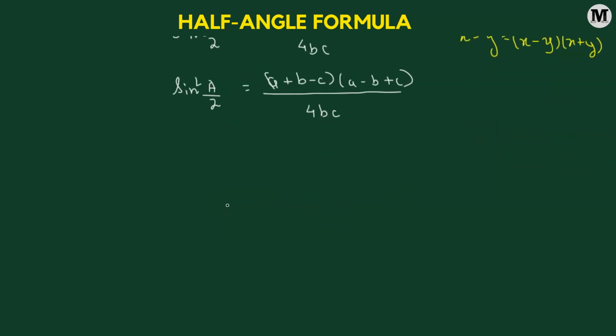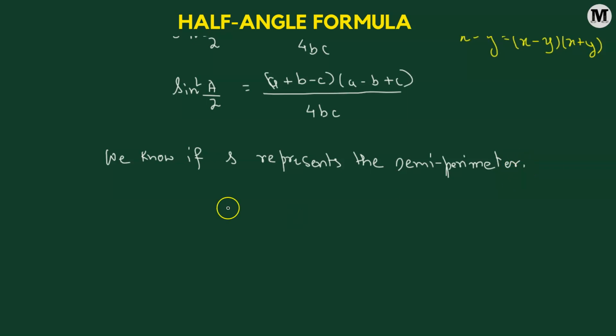Okay, now we have a formula for the semi-perimeter of a triangle. So we know that if S represents the semi-perimeter of a given triangle ABC, that means S is going to be equivalent to a plus b plus c, whole divided by 2. That means a plus b plus c here is the perimeter of the triangle. If we take half of it, this is going to give us the semi-perimeter.